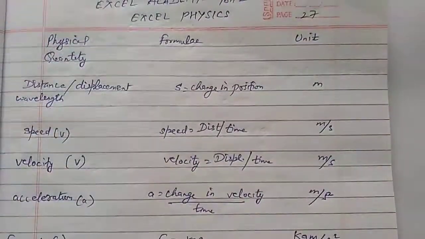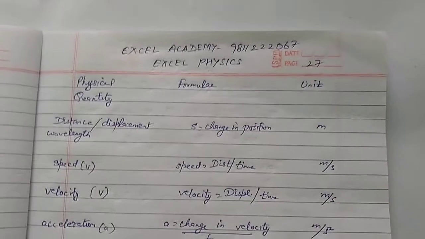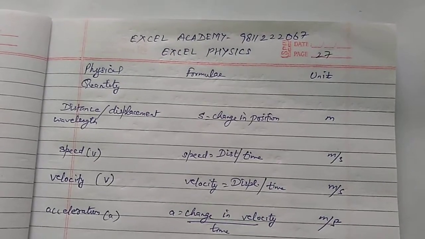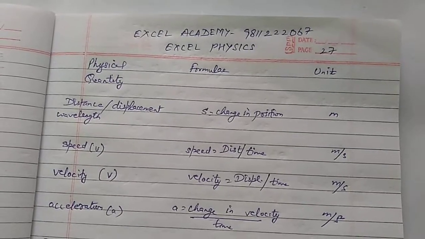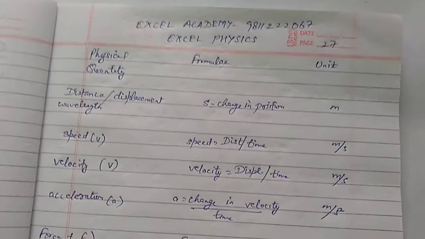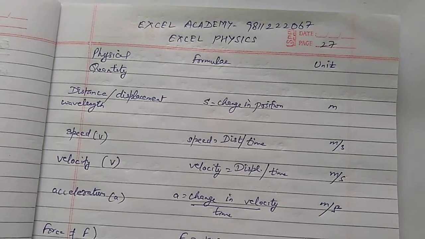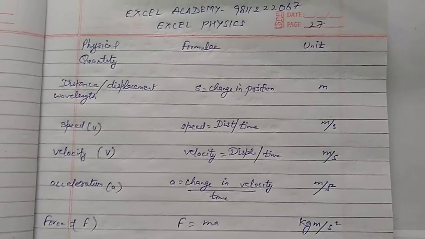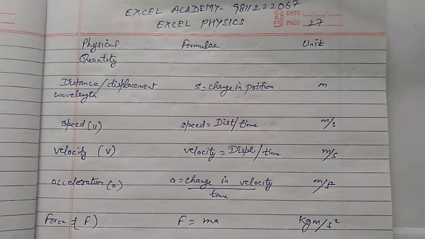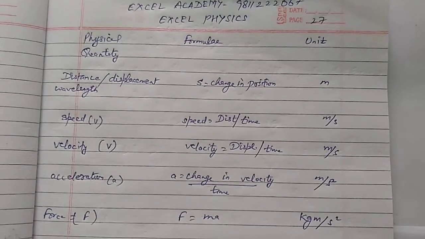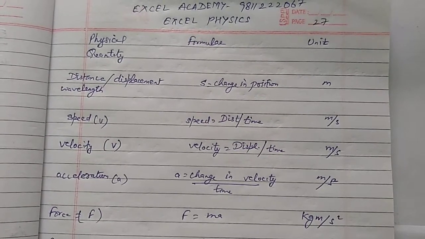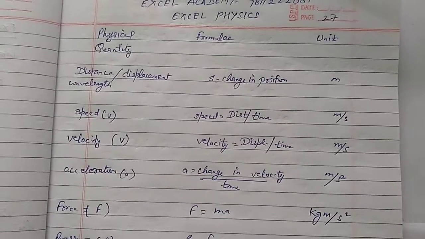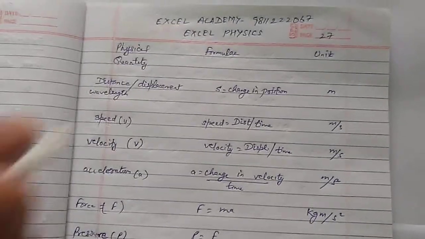Hello student, in this video I am going to explain how to write the units of physical quantity in terms of basic units. As you already know, the unit of mass is kg, unit of length is meter, unit of time is second. But if you want to get the units of a derived physical quantity, how can you get it? This video will help you out.